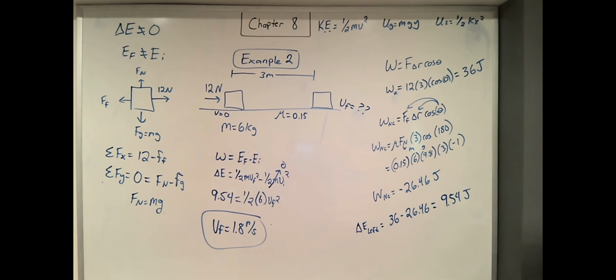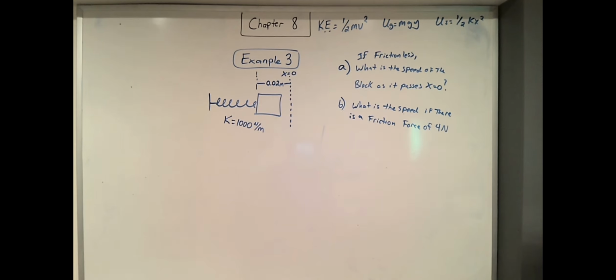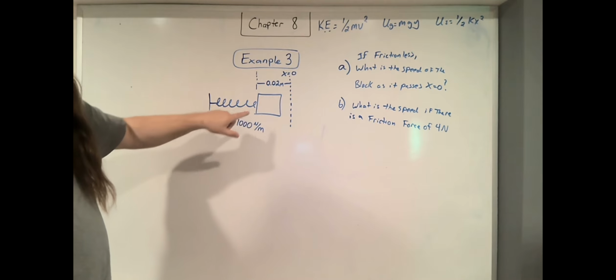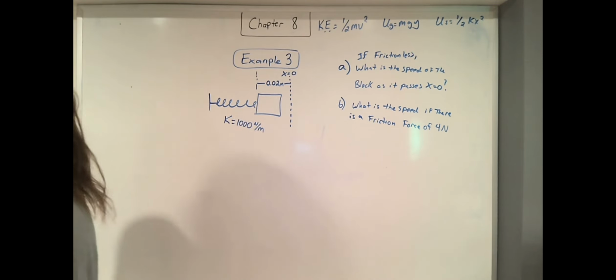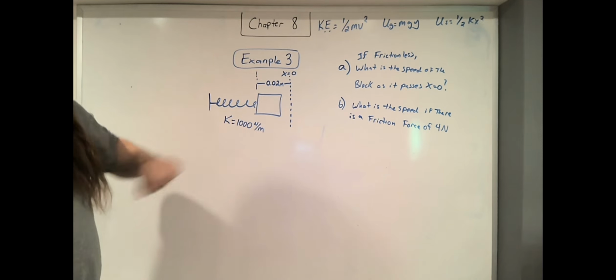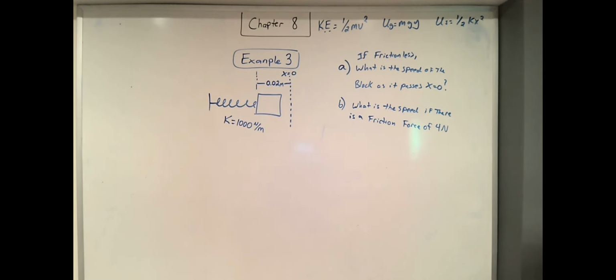Okay, let's look at another example. Example 3, let's do another one of these, this time with a spring. Where we're going between frictionless and friction. So here we have a spring with a block that has been compressed back 0.02 meters. There is a K constant on that spring of 1,000 newtons per meter. And no mass, right? We aren't given a mass. We don't know what the mass is.